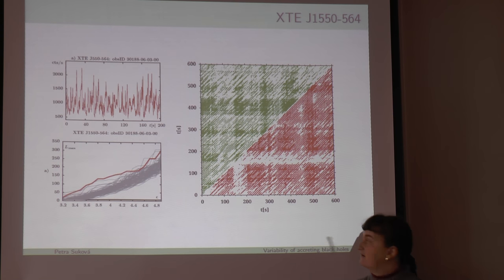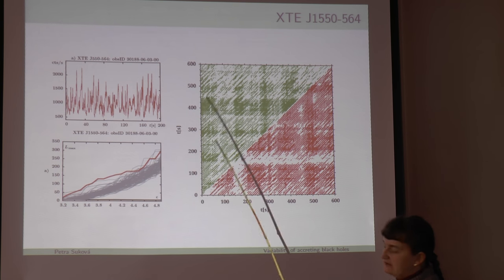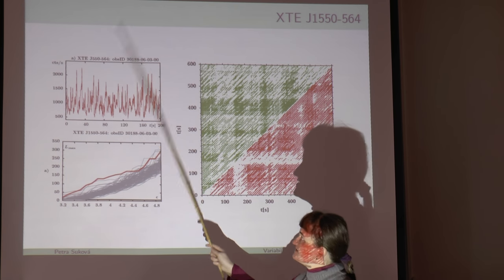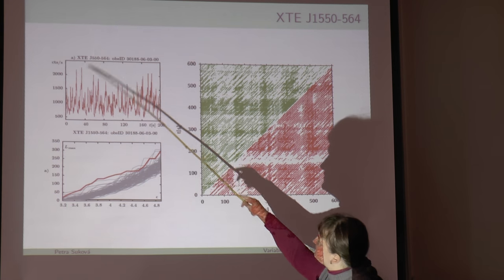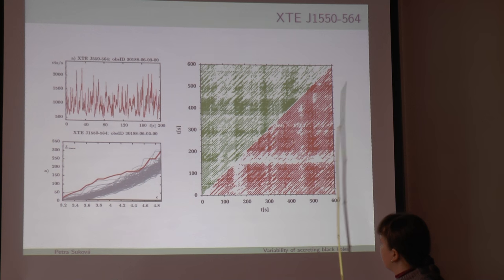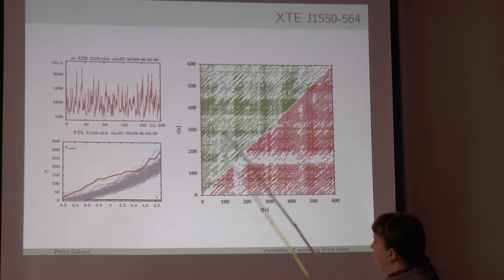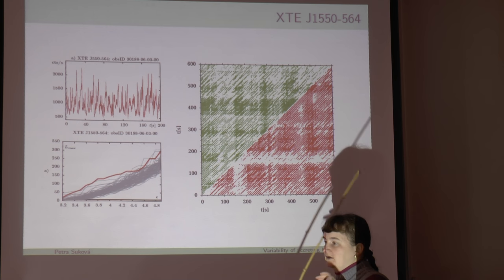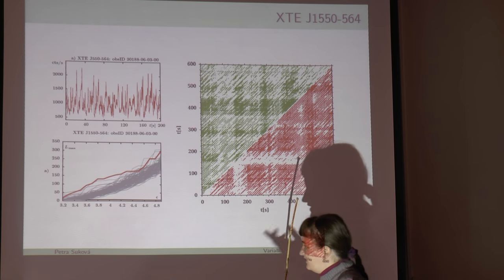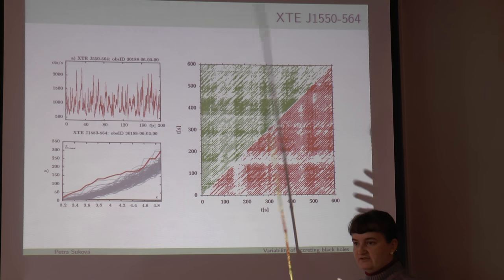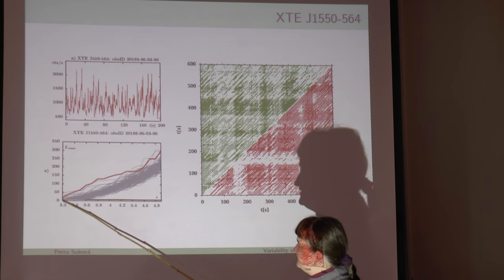Okay, so here is an example of an actual recurrence plot which we have made. This is one observation of the source XTE J1550, and this is the corresponding recurrence plot. We can also look at a very easy quantification of the recurrence plot, which is the length of the longest diagonal line in the matrix. So this is here.